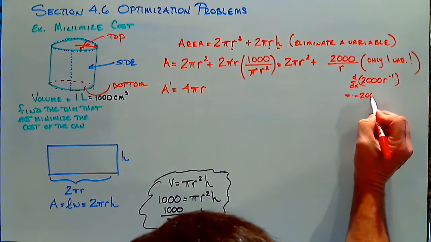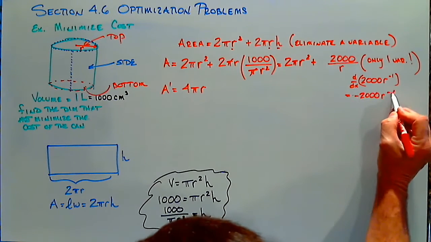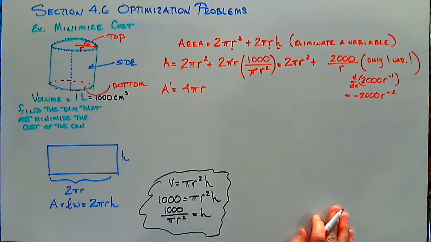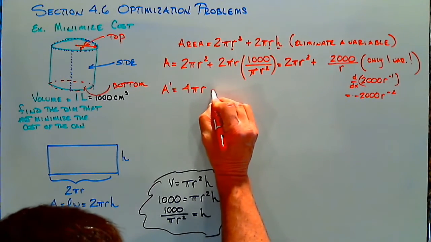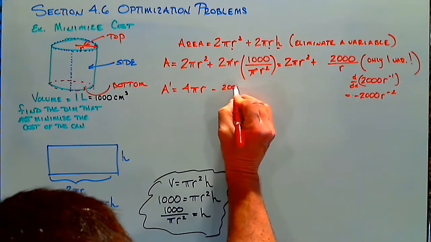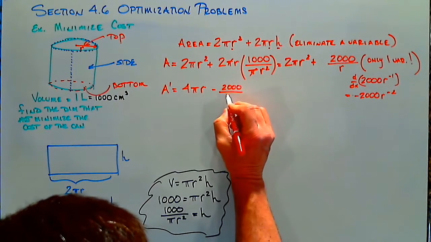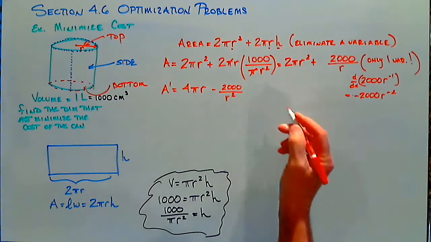We get minus 2,000 r to the negative 2. Okay, minus 2,000 r to the negative 2. So what is that going to look like? Well, write it down, see how this is going to work out. So we get minus 2,000 all over r squared.